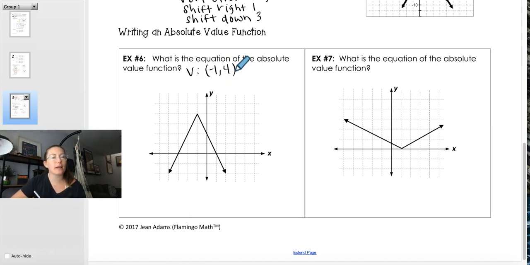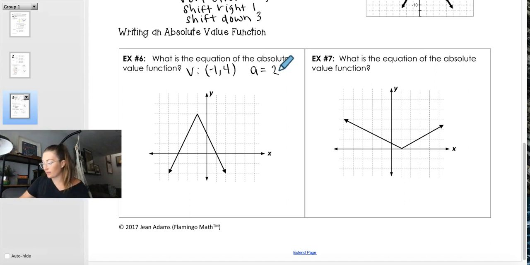Okay, and then we want to find our A value or our stretch or our shrink. So hopefully you guys can tell that this guy right here normally goes over 1, down 1, over 1, down 1, over 1, down 1. Okay, but this guy is going over 1, down 2, over 1, down 2, so this one was stretched by 2. So your A value is 2.